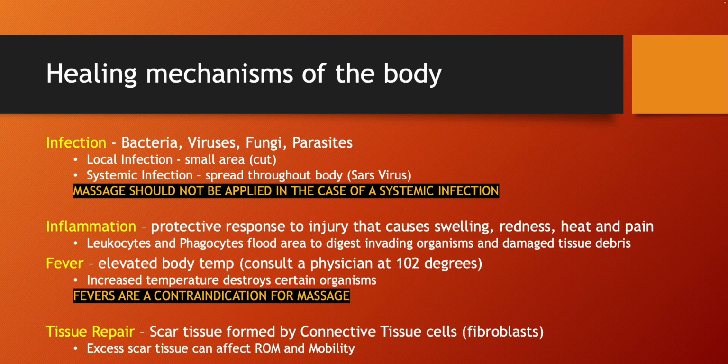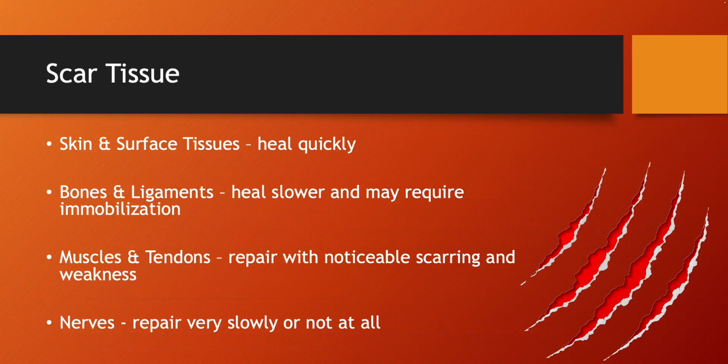Tissue repair. So once the body is healing, sometimes it creates scar tissue. All right, scar tissue is formed by connective tissue cells or also fibroblasts. So sometimes excess scar tissue can actually affect your range of motion and your mobility. So yes, scar tissue is needed, but sometimes it's too much. And maybe the injury was too much. Let's learn a little bit about scar tissue.